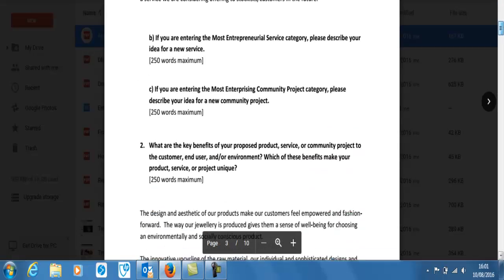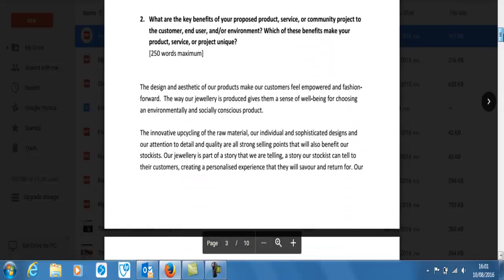That ticks that box. Okay, so then the second part is, what are the key benefits? Which of these benefits make your product, service, or project unique? So a really important thing to understand here is, in order for a project or a product or a service to be successful, it has to have a big impact. Any application you do, they're always going to ask you about what's the impact. And I suppose that's what you're being asked here.